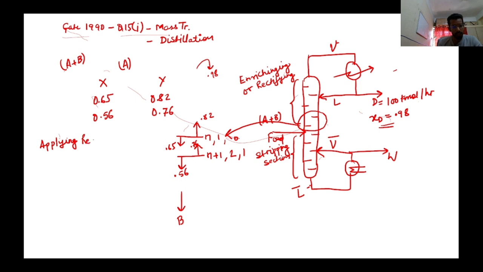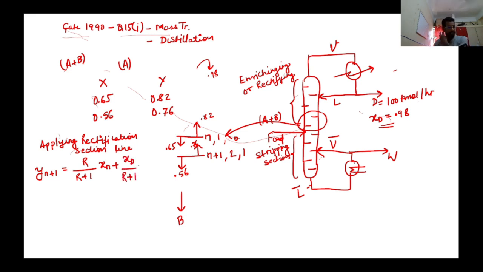Now, applying the rectification section operating line, you need to learn this equation. Rectification section line, what is that? That is y_{n+1} = (R/(R+1)) x_n + x_D/(R+1), where R is the reflux ratio.